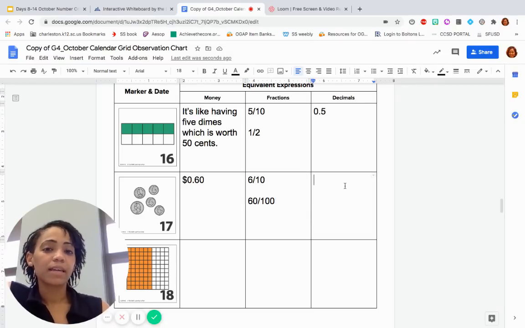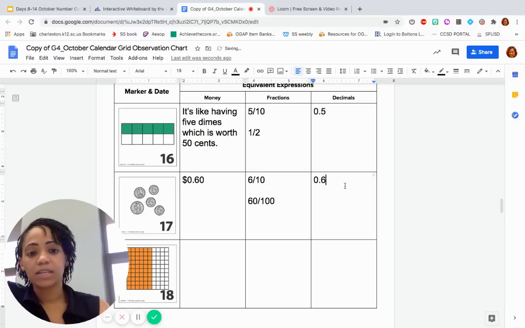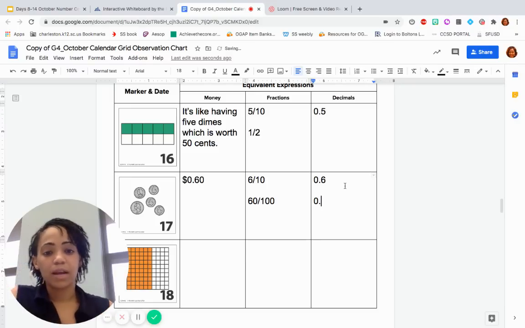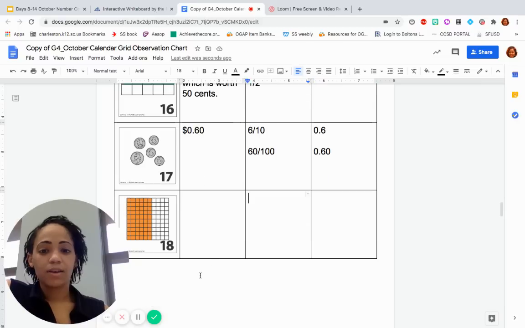Okay, so how would I write that as a decimal? 0.6 for 6 tenths, or, right, for 60 hundredths. All right, okay, let's do the 18th. You guys are doing really well. So we have 2 more to go.